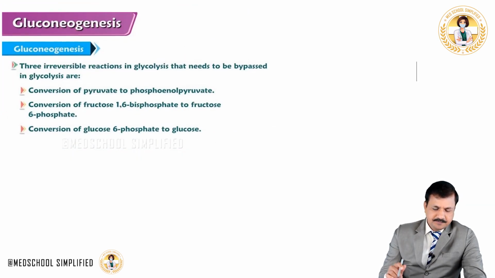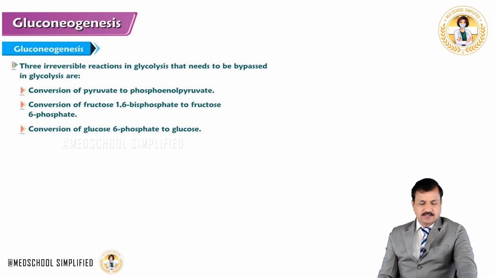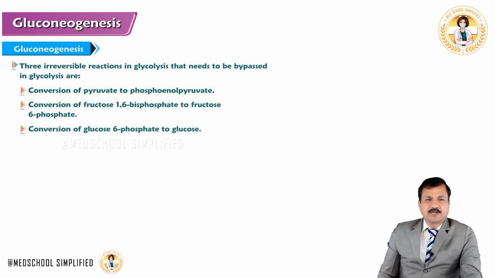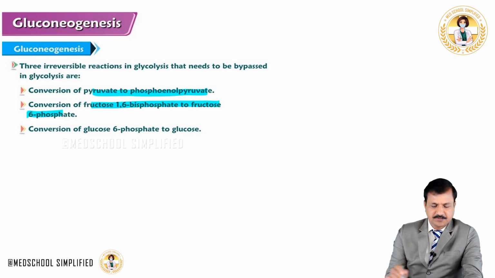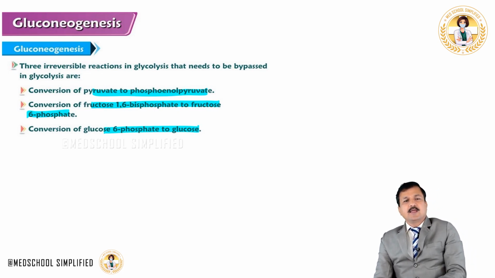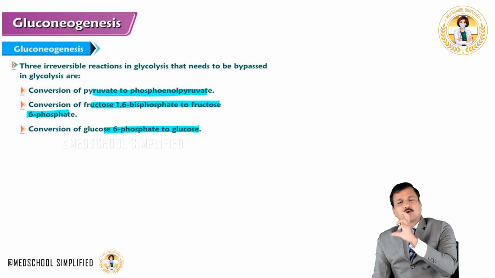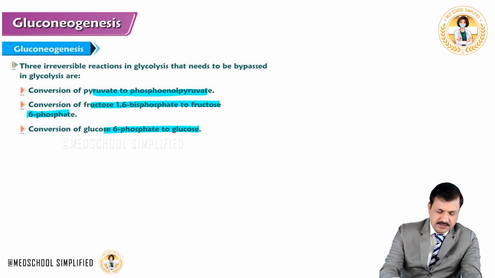Okay, so here let's divide the 3 irreversible reactions in glycolysis that need to be bypassed in gluconeogenesis. Next slide. It can be studied as conversion of pyruvate into phosphoenolpyruvate, conversion of fructose 1,6-bisphosphate into fructose 6-phosphate, and conversion of glucose 6-phosphate into glucose. These are the 3 steps that we can study, because these are the reactions that need a special enzyme to take a gluconeogenic precursor all the way back into glucose in the gluconeogenesis process.